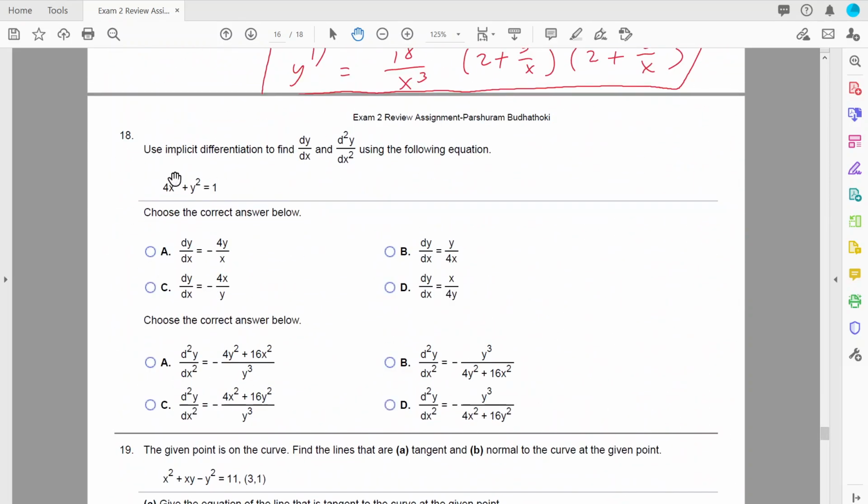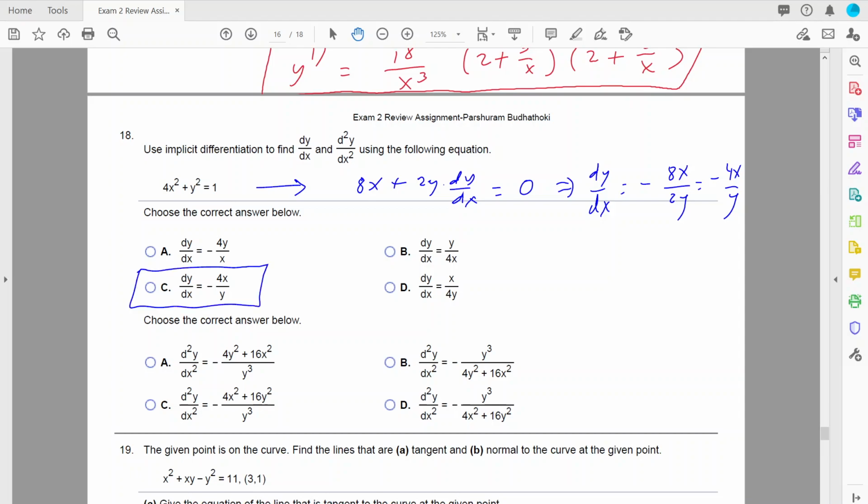Let's go to problem 18. This is a very similar kind of problem because it's implicit differentiation. If we try to find the derivative on both sides, the derivative would be 4 times 2x, which is 8x, plus 2y times dy over dx equals 0. And if we solve for dy over dx, it will be negative 8x over 2y. If you simplify this, it will be negative 4x over y. So just try to find where dy over dx is negative 4x over y. This is the right option we have available.